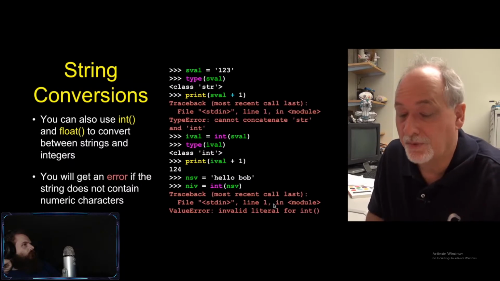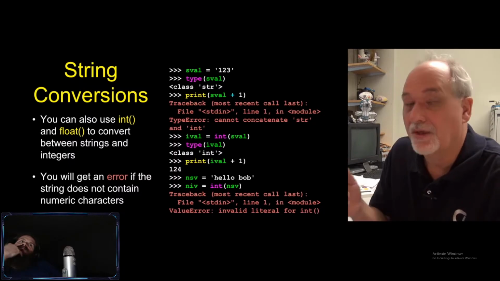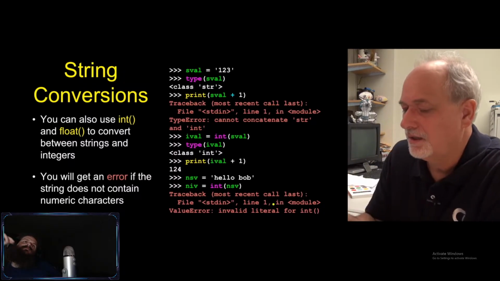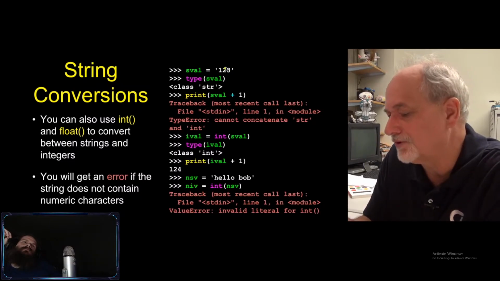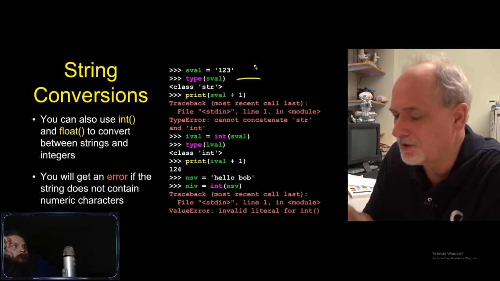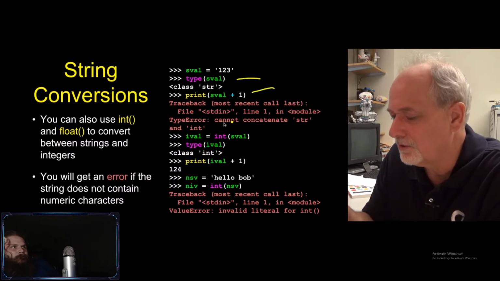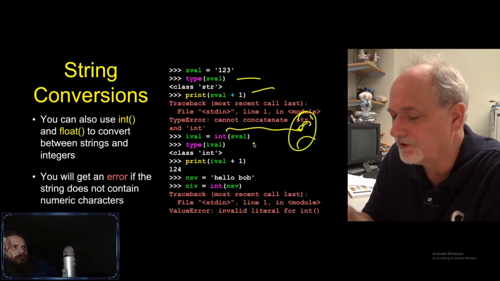We've also done this with string conversions, partly because, as an example, the input function always returns a string. Here's this string, which could be coming from input, but we'll just take 1, 2, 3. We know that's a string. It's not the number 123. And if we try to add 1 to it, we get a traceback: cannot concatenate string and integer.